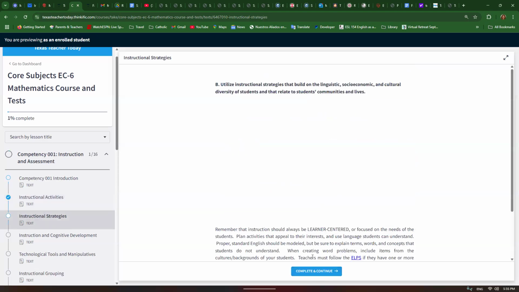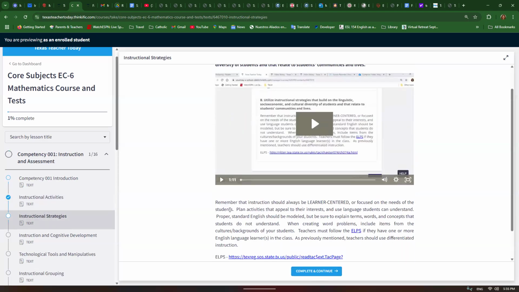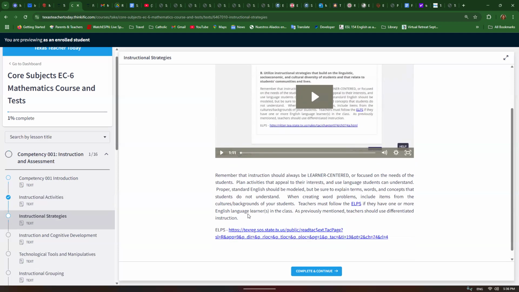All right, so now we talk about instructional strategies. This is stuff we already touched on in activities. Everything should be learner-centered, right? You also, of course, have to teach the TEKS. We know that, right? But you also have to address the ELPs if you have even one English language learner in your classroom, which almost everybody will. So in my course, I link the ELPs. If you don't have my course, you can Google ELPs and it will come up, English Language Proficiency Standards.